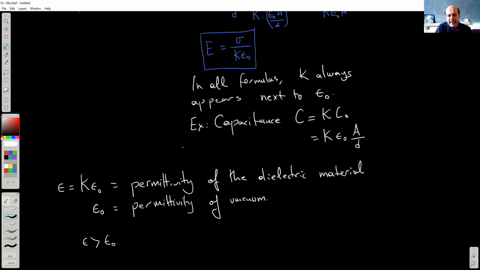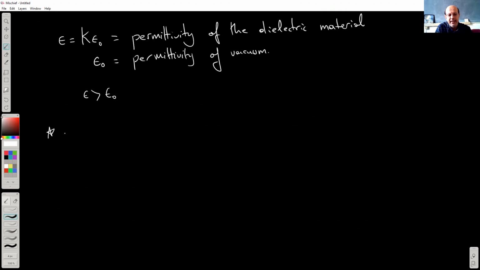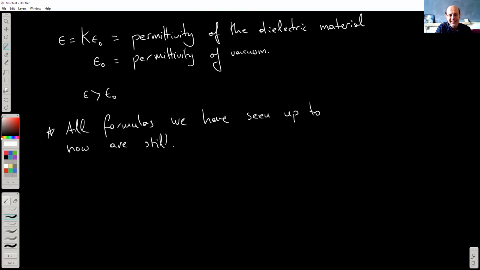But the idea in here is that if there is some dielectric material in a medium, I can still use the same formulas, but with epsilon 0 replaced by epsilon. So you can think of it like this. All formulas we have seen up to now are still valid.